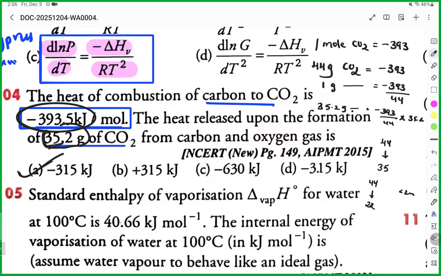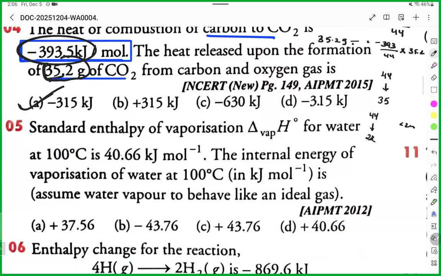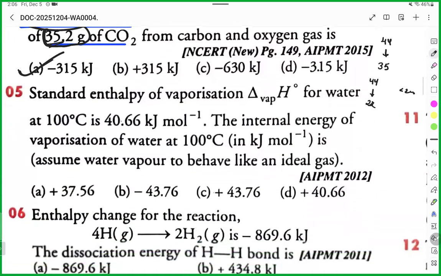That's why I told you. If you understand this really well, you don't need even 5 seconds. Because 44 gram this, 35 grams slightly less, only one option. Done. And if you don't understand this, then you'll keep on thinking, ki, what should I do in this question? So till what time do we have the class? 2:30. Okay.